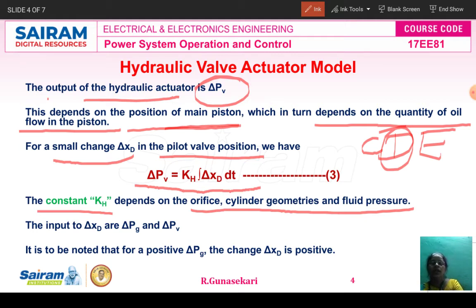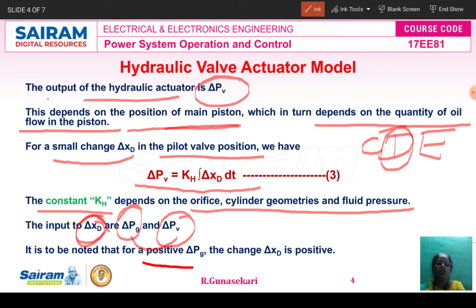Now the input to del XD or del PG is the output of the governor, and del PV is the output of the hydraulic actuator. These two are the inputs of del XD. D is the point on the linkage mechanism.